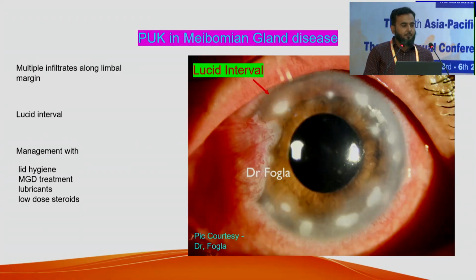Then this is a classical picture of a marginal keratitis. You can see wherever the lid is touching the cornea, you can get such a picture of marginal keratitis. Important to note the presence of a lucid interval. This case can be easily managed by a general ophthalmologist. Management will be with lid hygiene, meibomian gland dysfunction treatment, lubricant, and low-dose steroids.